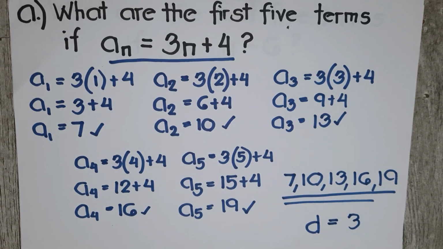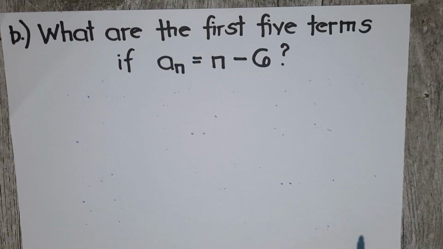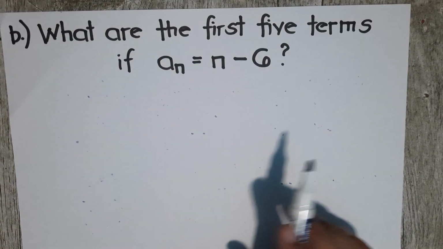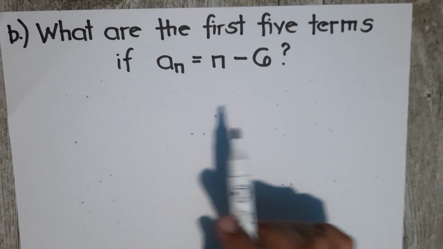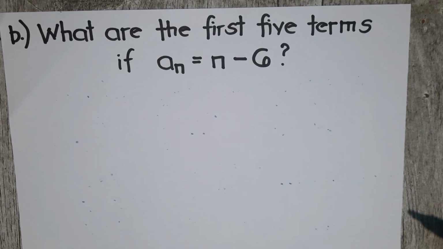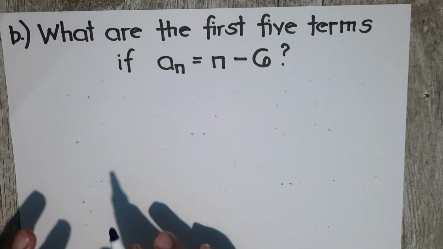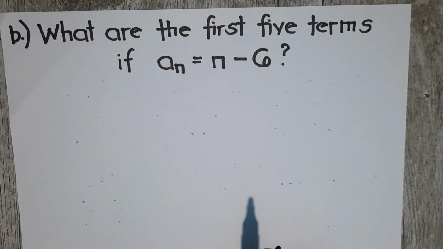We'll proceed to our next example. Our second example is, what are the first five terms of the arithmetic sequence if a sub n is equal to n minus 6? So again, we'll just have to replace n depending on what position of the sequence we are solving or looking for. So we'll solve for the first five terms, first term to fifth term.